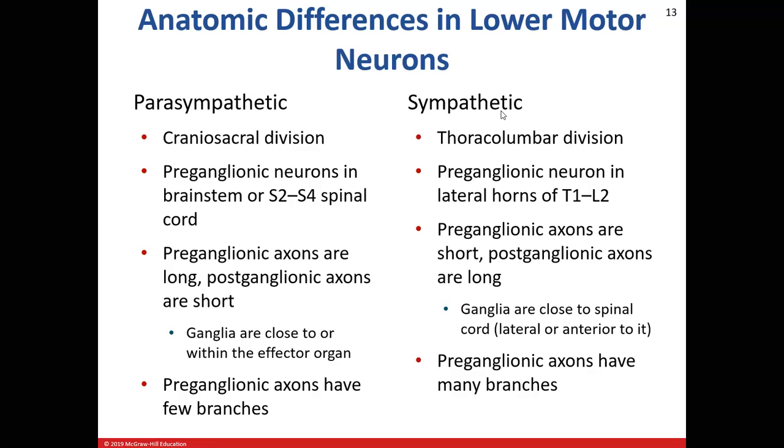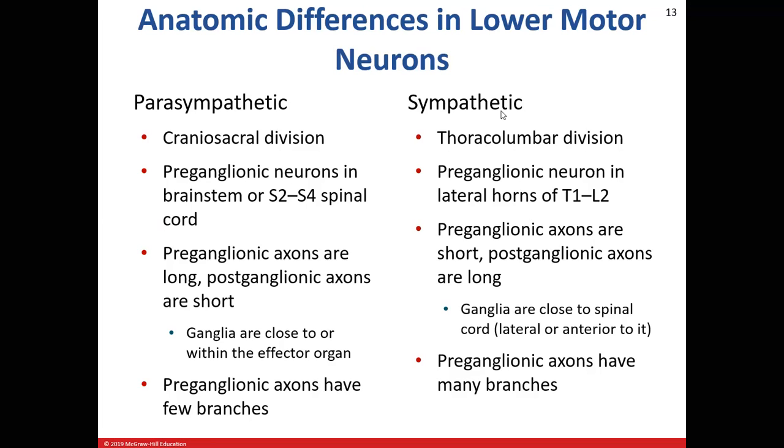The preganglionic axons are going to be short, and the postganglionic axons are going to be long. And so the ganglia are actually going to be close to the spinal cord. And that's where we get a structure called the sympathetic chain, a series of ganglia that are located just outside of the spinal vertebral column. Our preganglionic axons then have the ability to have many branches in the sympathetic system.